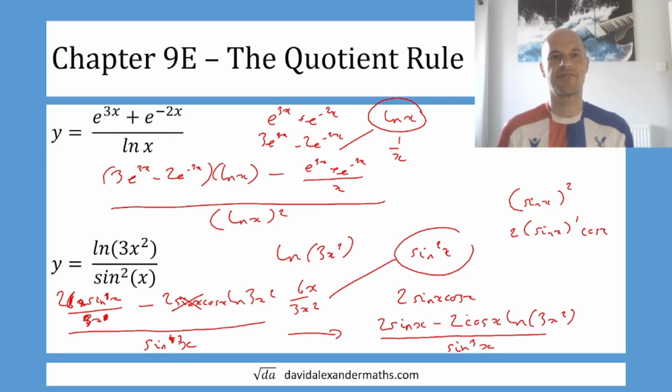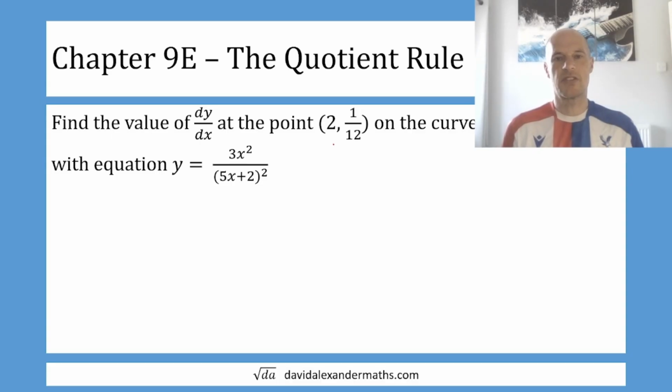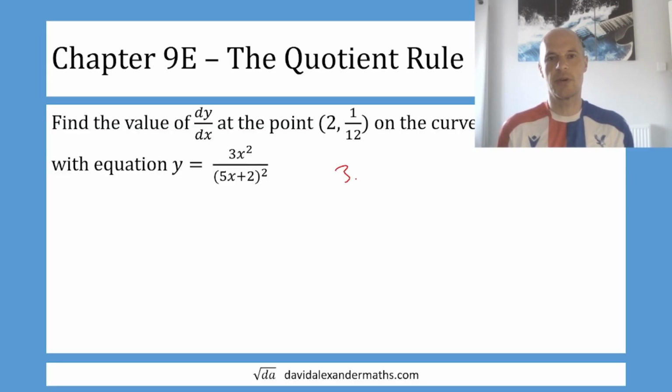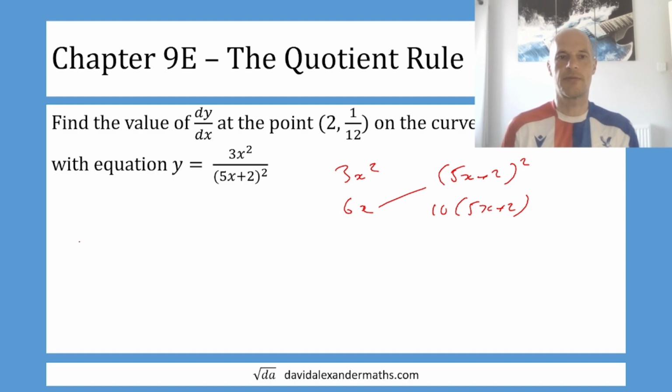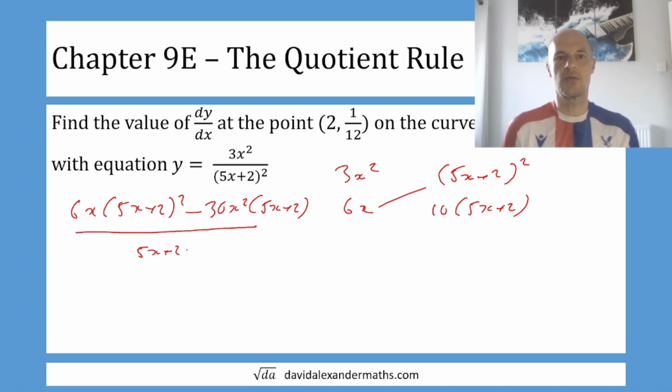Find the value of dy by dx at the point 2, a 12th on the curve with equation y equals 3x squared over 5x plus 2 squared. So as we've got a fraction, we're going to use the quotient rule. So 3x squared, 5x plus 2 all squared. Let's take the derivatives of both. So that's 6x, and that is 10 5x plus 2. So bottom left with top right there. So that is 6x, 5x plus 2 all squared. Take away 30x squared, 5x plus 2, and that is all over 5x plus 2 squared, so 5x plus 2 to the power of 4.